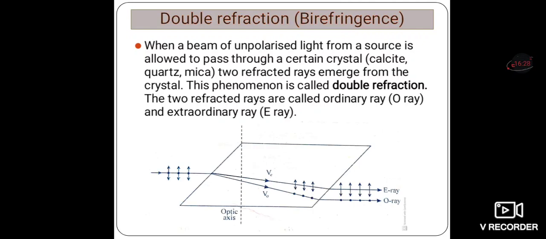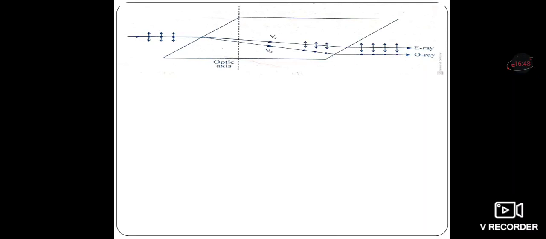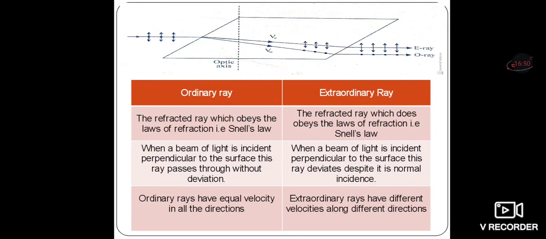So in the diagram, just observe, the first one is the unpolarized light or the ordinary light. Whenever we pass it through the crystal, what happens? We get two refracted rays. One is the ordinary ray and another one is the extraordinary ray. There are certain definitions in this, and what is the ordinary ray and what is the extraordinary ray, what laws they obey, that we are going to discuss now.